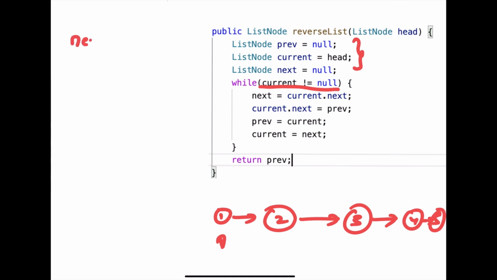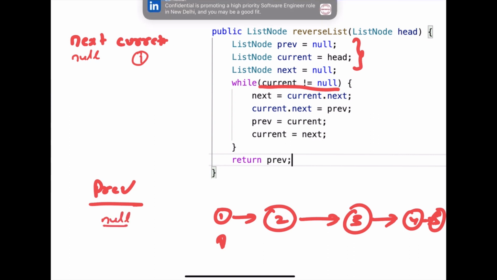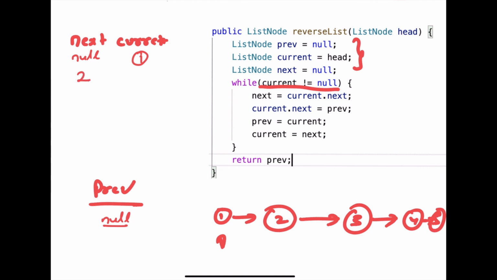So we have three variables: next, current, and prev. Next currently has null, the current is pointing to head, which is value 1, and the prev also has null. Now we will go into the while loop. While current is not equal to null, as we can see the current value is not null, so we will enter the loop. Next equals current dot next. Current dot next is 2, so we will put this value 2 here in next.